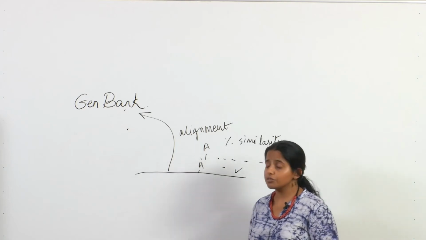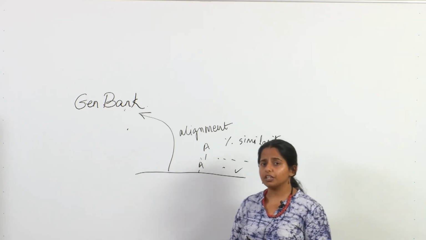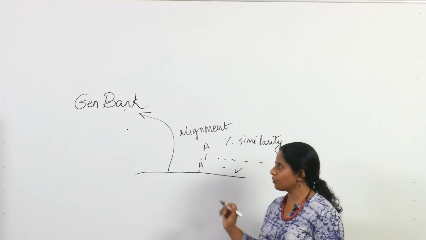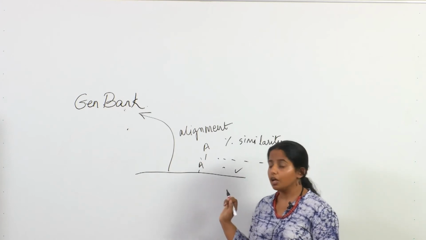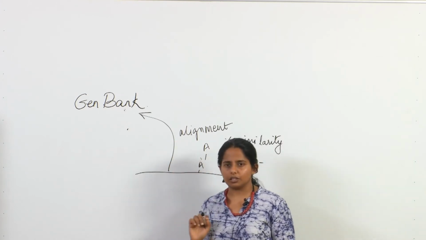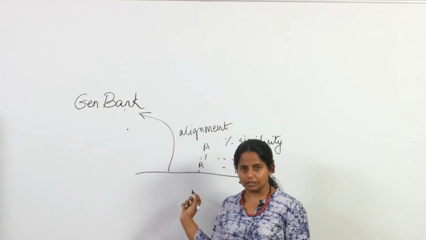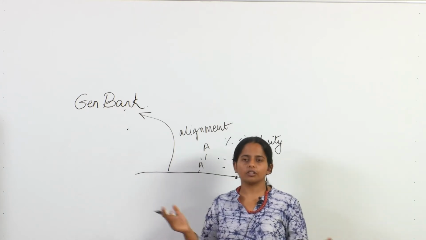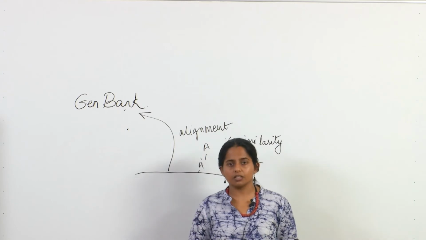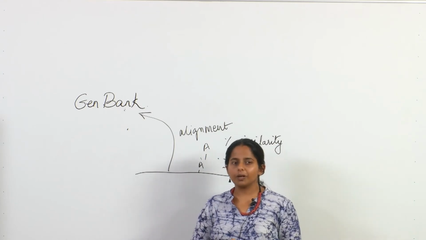So GenBank serves a very nice purpose. It gives us a very bird's eye view idea of where else such sequences have been found. However, GenBank is not very well curated. Its purpose is not alignment like this. Its purpose is to just collect all the sequences, to maintain transparency in research, and to prepare a repository of the Earth microbiome.